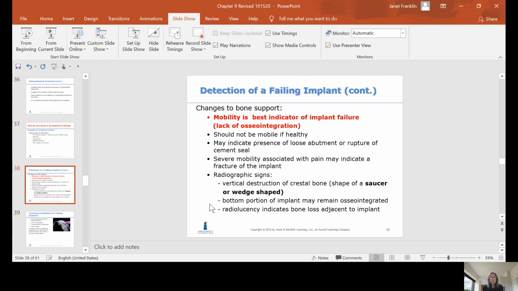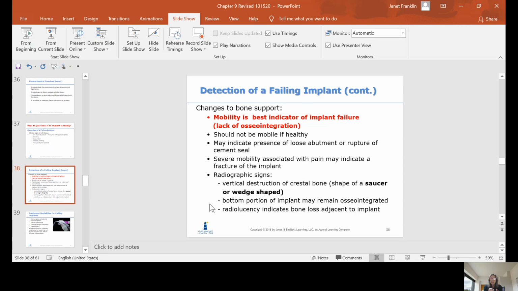Changes to bone support. Mobility is the best indicator of implant failure. And so that translates to lack of osseointegration. So in other words, the joint collaboration between the implant and the bone has separated or failed. When you think of mobility, think of a fence post in the ground. If you take the fence post and you rock it back and forth, you're eventually going to make the hole in the ground bigger. And it works that way with an implant.